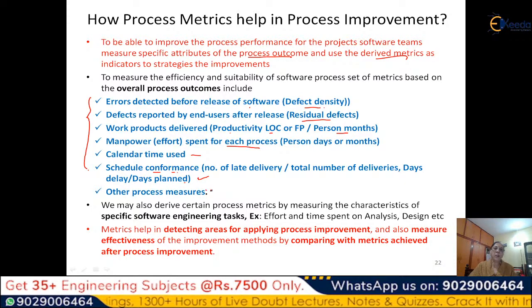So these are some of the ways schedule conformance or compliance can be checked. And other process measures, the number of measures the project manager has to plan based on the characteristics of the project. So what we are looking at here is how the process metrics help in process improvement. So first of all, we have to define these kind of project metrics for the project and measure them.